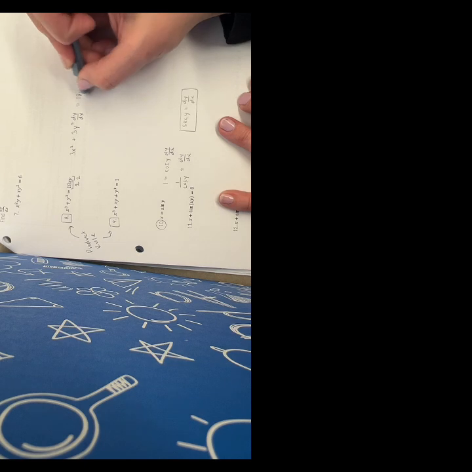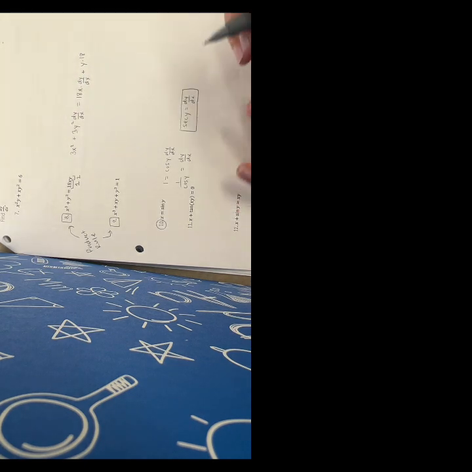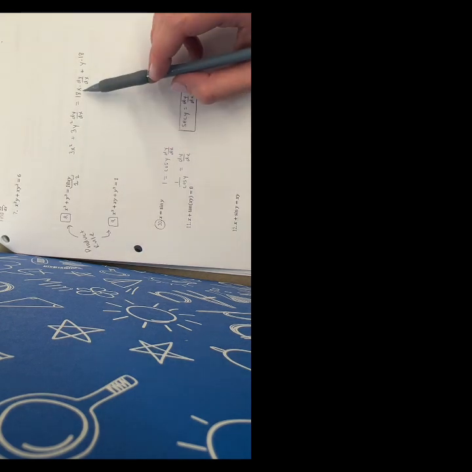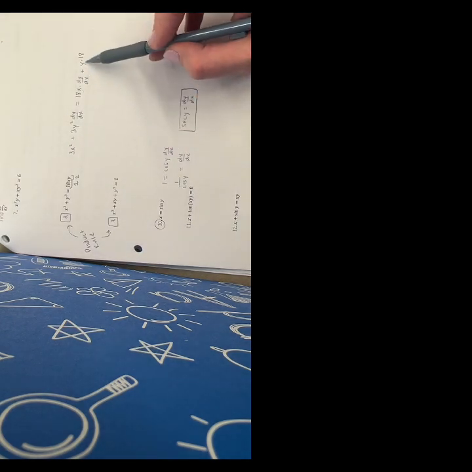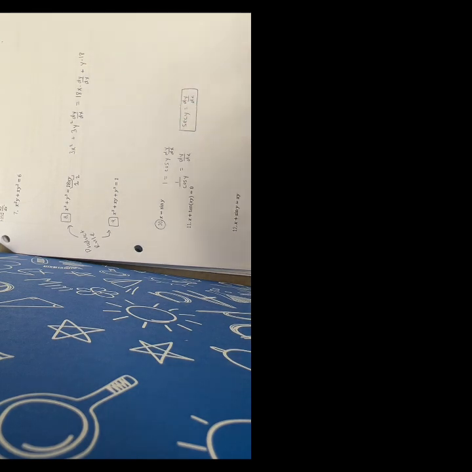Oops, function 1 should be 18x. There we go. I wrote that wrong. 1 d2 plus 2 d1. There we go. Now we have everything.